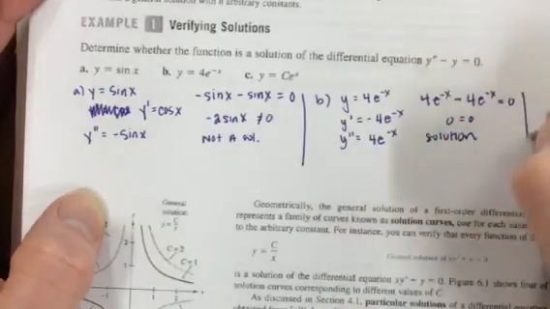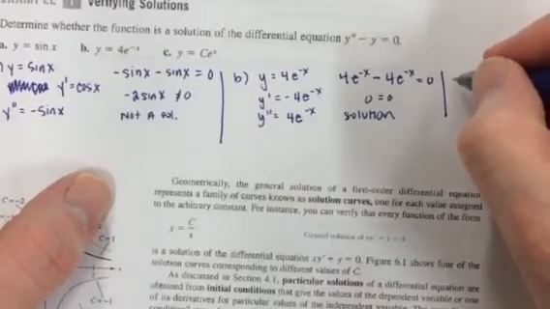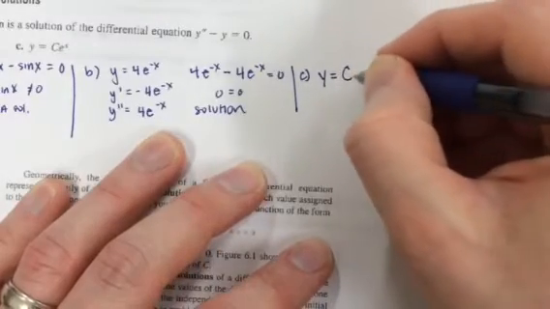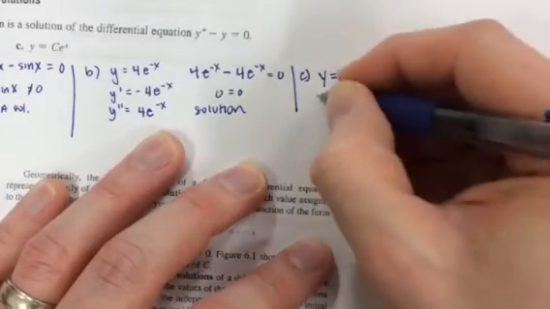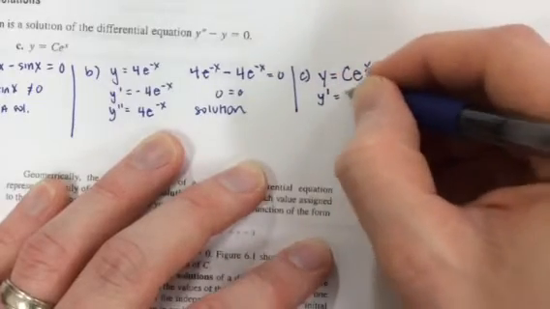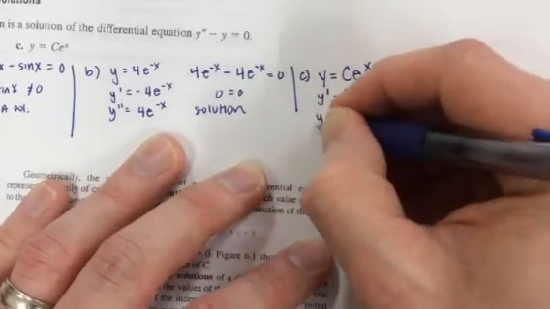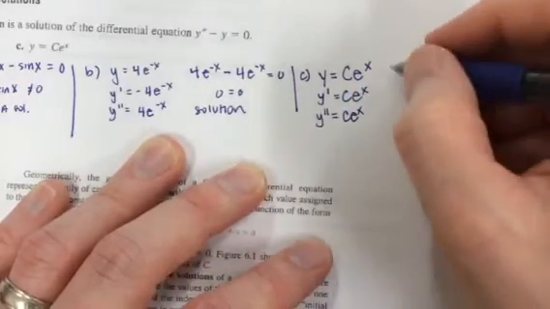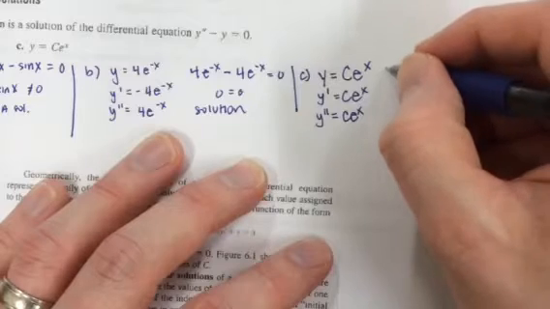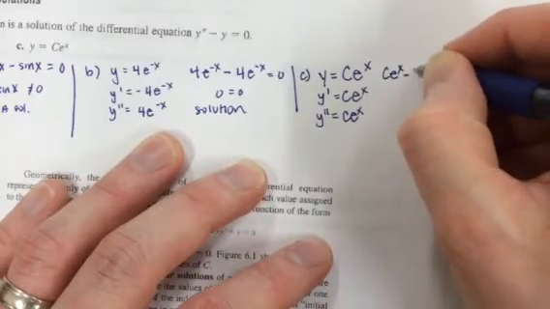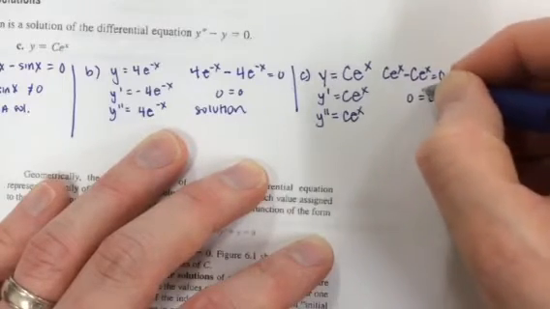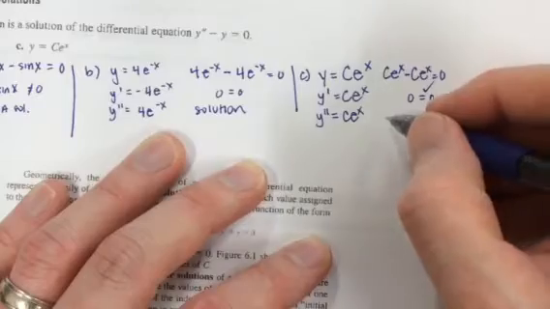All right, let's do one more here. This is question C. What about if y is equal to c times e to the x? Well, then y prime would have to be c e to the x as well, and y double prime would have to be c times e to the x as well. So again, subbing in here, y double prime, that's c e to the x. Take away y, which is c e to the x, should equal 0, and it does. So that as well is a solution.